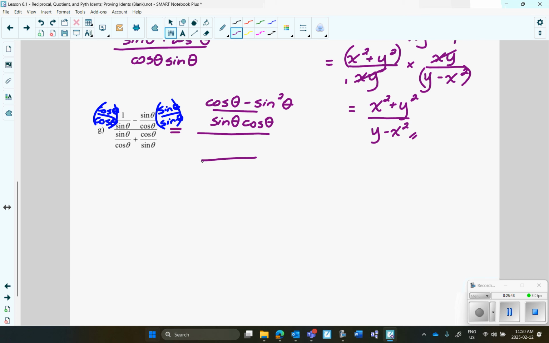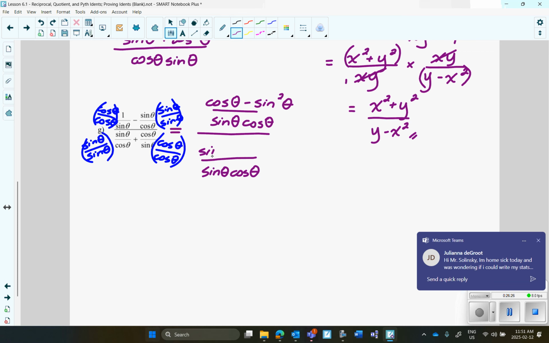So on the bottom, LCD is going to be the same, cos theta sine theta or sine theta cos theta. First fraction on the bottom has to get multiplied by sine theta, top and bottom. Second fraction has to get multiplied by cos theta, top and bottom. And what does that give me in this numerator on the bottom of the big fraction?